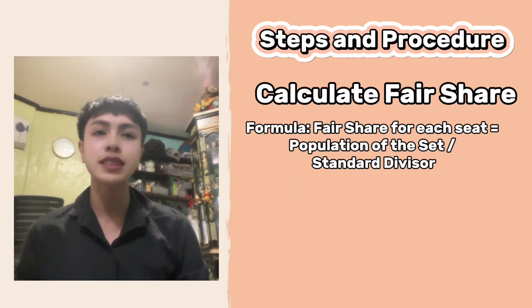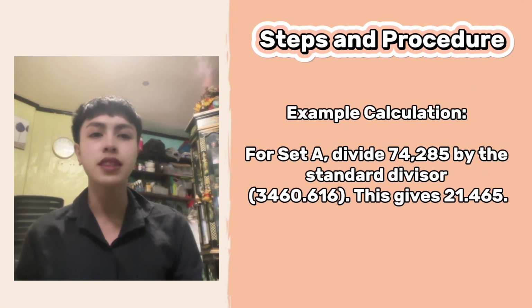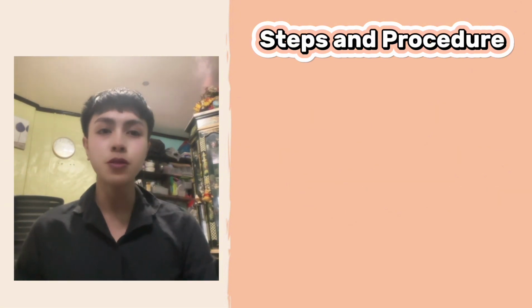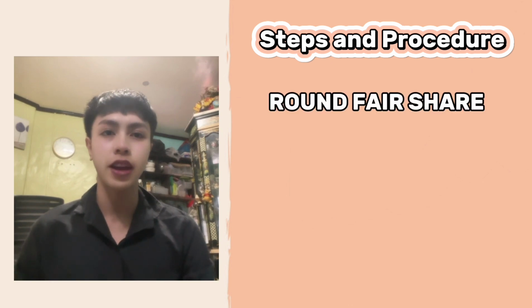Now let me give you an example of the calculation. For example, for set A, divide 74,285 by 3460.616. This gives 21.465.